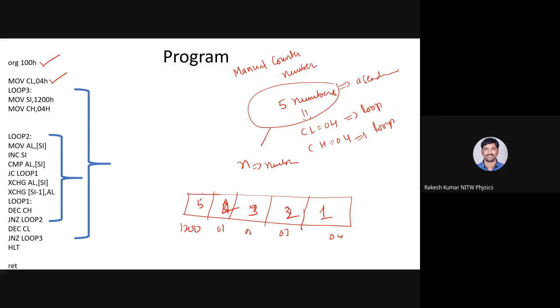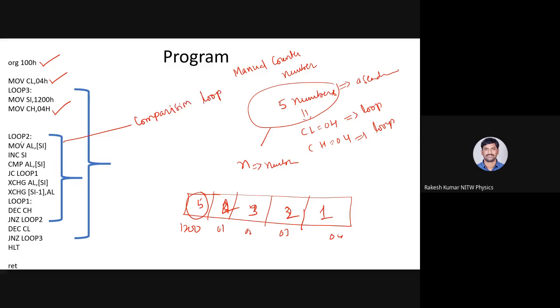Okay. So first your SI will move to this location. Then you are making another counter value as 04. This is for one loop, this for another loop. Now this is the actual program. This is a comparison loop. Listen carefully. This is a comparison loop.